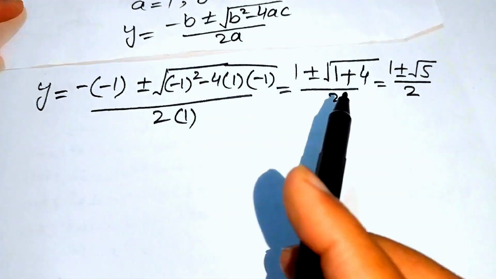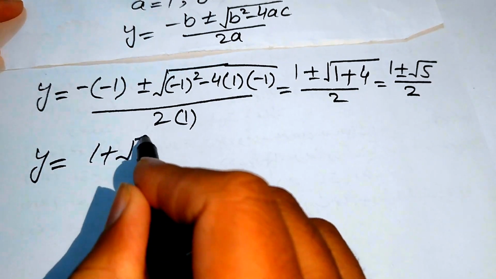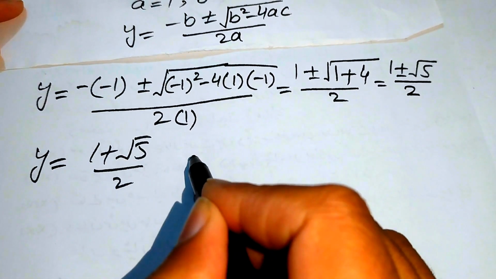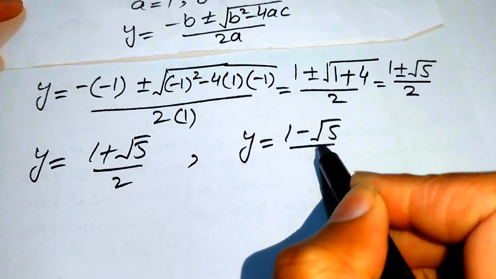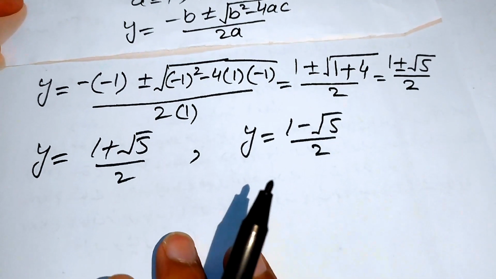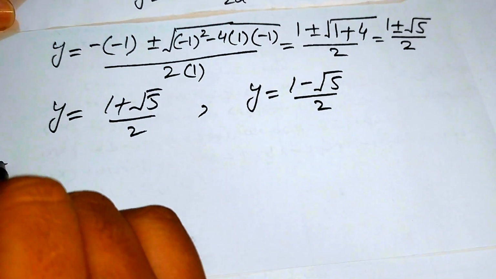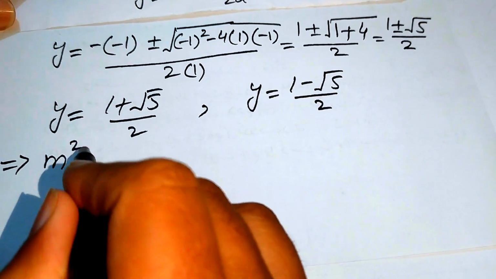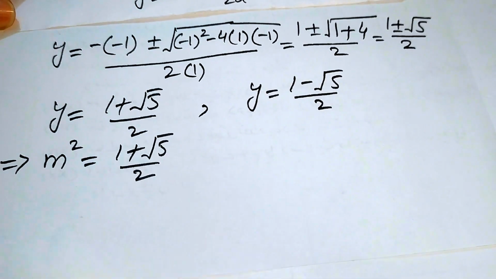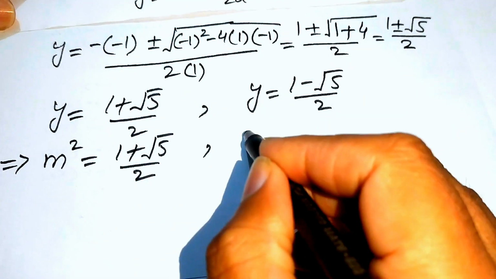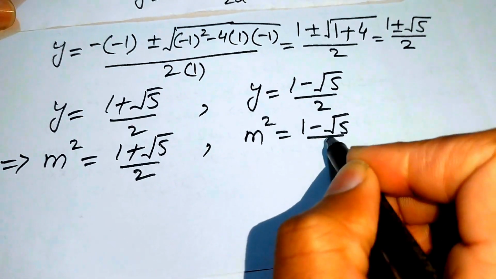So now we convert this into cases. First we write the positive value, which is 1 plus the square root of 5 divided by 2, and now the negative value, which is 1 minus the square root of 5 divided by 2. Here we back substitute the value of y, since at the start of the problem we took y equals m squared. So this implies that m squared equals 1 plus the square root of 5 divided by 2, and similarly in this case m squared equals 1 minus the square root of 5 divided by 2.